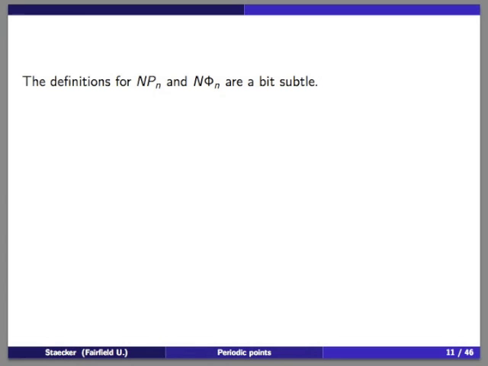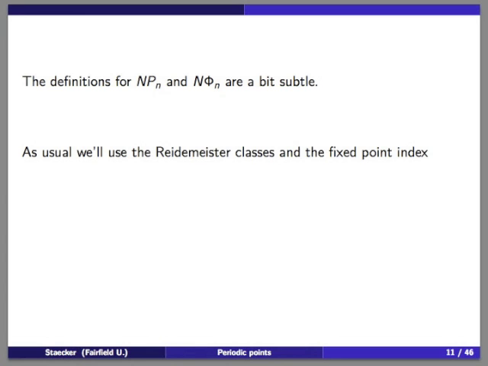So the definitions of these two numbers are a bit subtle. You can hardly blame anybody for writing papers that got the details slightly incorrect. As usual, we're going to use the Reidemeister classes and the fixed point index. These are the standard ingredients to any type of Nielsen theory. But we also need to talk about minimality of the periods. That is the principal difference between these two numbers, the NP and the NΦ. How can you tell if something is representing a minimal period or not a minimal period?